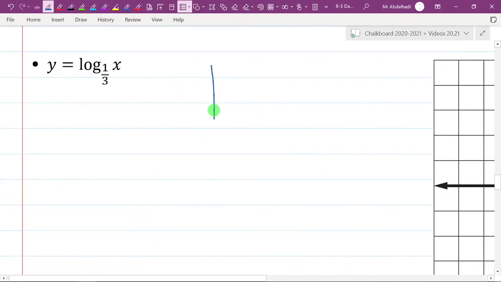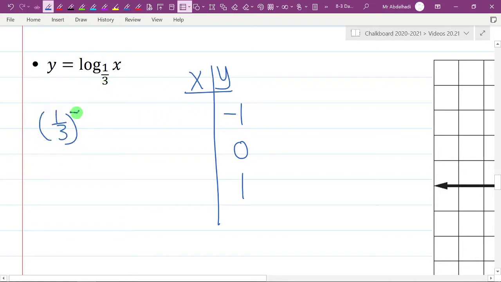So once again, we're going to make our table. If this were an exponential, we'd be putting -1, 0, and 1 on this side. But since it's a logarithm, we're going to put -1, 0, and 1 on this side. Now, take the base. Remember, it's all about the base. You find the base and you work with that. 1/3 to the -1. Well, 1/3 to the -1 just means a flipped 1/3, which is 3 over 1, which is 3, right? And then 1/3 to the 0, anything to the 0 is 1, and 1/3 to the first power is itself, 1/3. So there's your table.